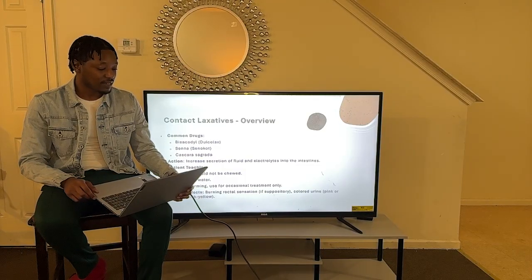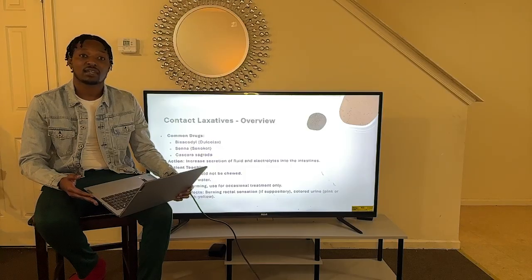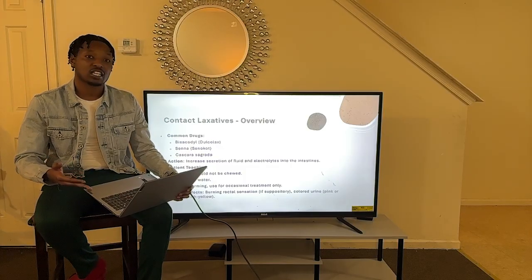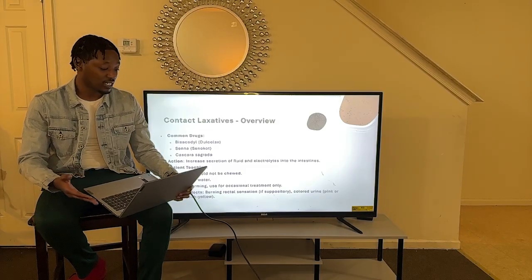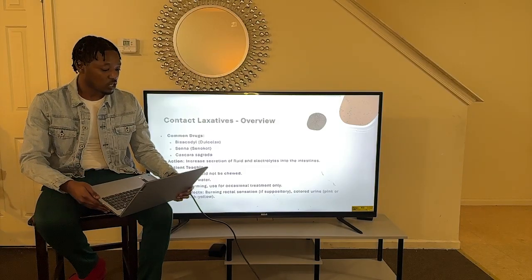Contact laxatives. This is another medication that can be used for constipation. This includes your bisacodyl, which is Dulcolax, your senna, which is Senokot, and your cascara sagrada, which is a herb that is commonly used as well to help with constipation.